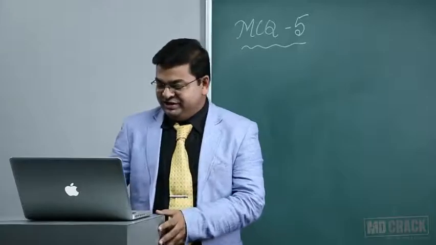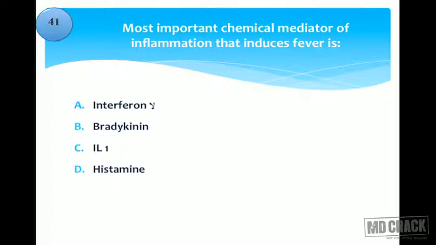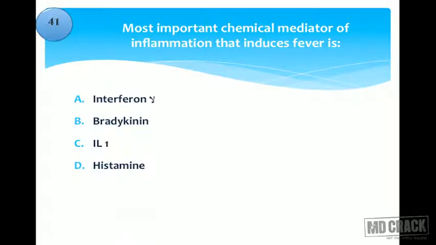Let us have a question here. Most important chemical mediator of inflammation that induces fever is. So they are asking the chemical mediator that is responsible for the fever of the inflammatory process. Options: interferon gamma, bradykinin, interleukin 1, histamine. So all the chemical mediators of inflammation are given. Which is the correct choice responsible for your fever?